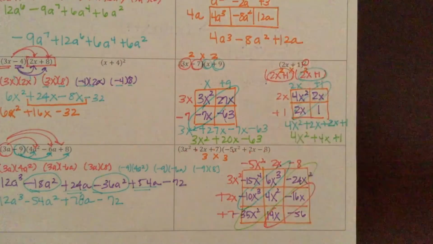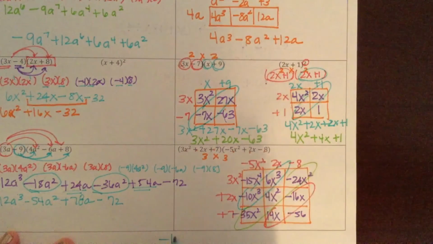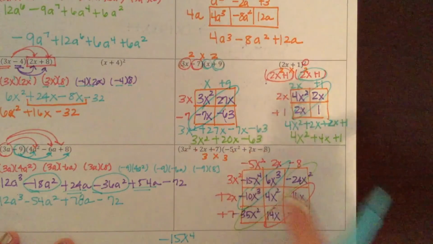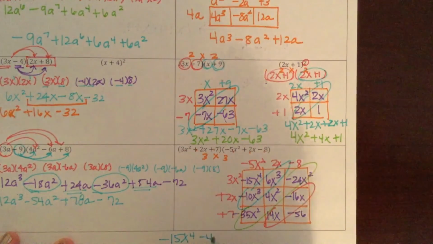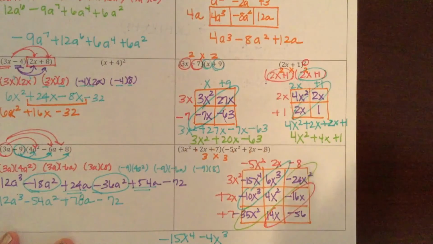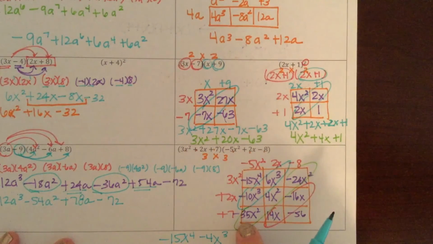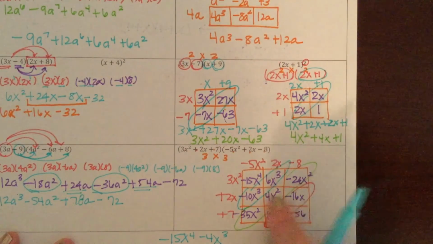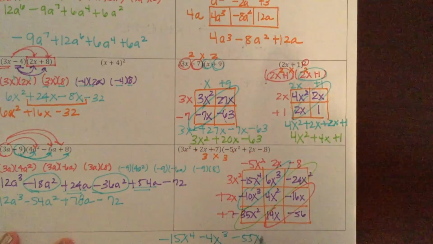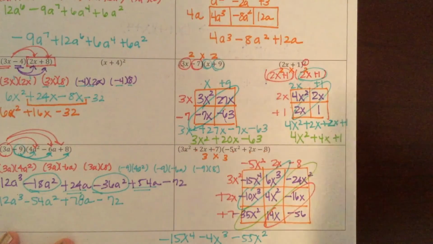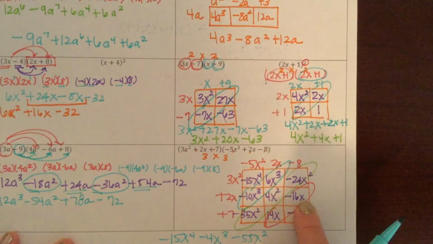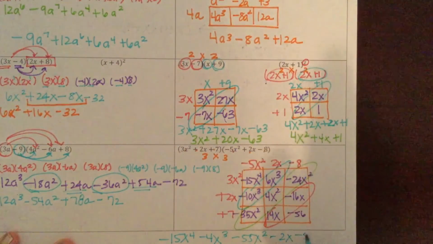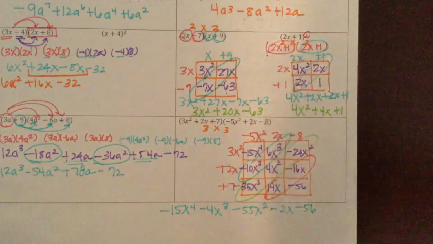Combining like terms, I end up with a negative 15x to the fourth. A negative 10x cubed and a positive 6x cubed get combined together to make negative 4x cubed. Negative 35x squared, 4x squared, and negative 24x squared give us negative 55x squared. Here, 14x and negative 16x give us negative 2x. And then finally, my constant is negative 56.